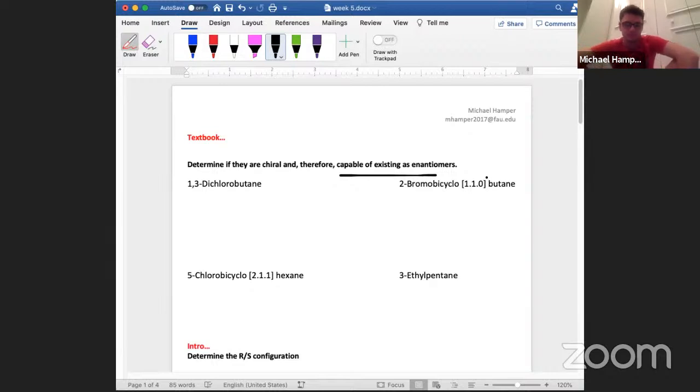Are meso compounds chiral? No, not overall. Can meso compounds rotate light? No. Can meso compounds exist as an enantiomer? No. Cool. Now, this I've seen on an exam or on a quiz before.